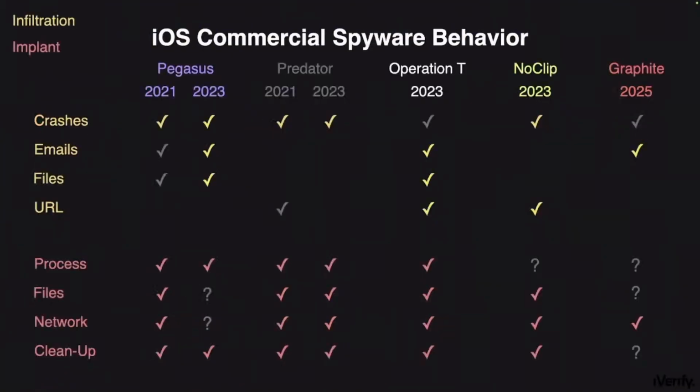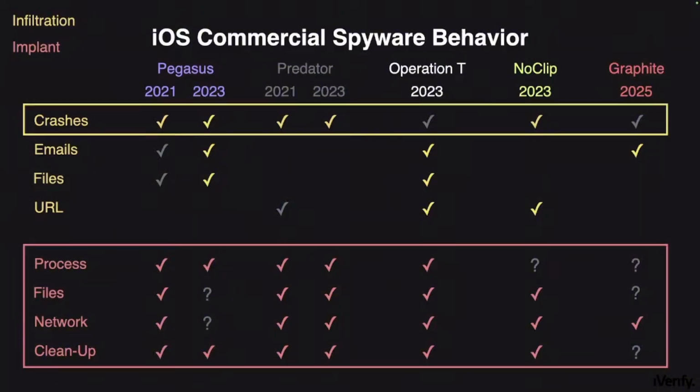Okay, now if we're summing up all of this, and I know it's a bit of a messy slide, what we can essentially see here is all the different data sources that we would want to simulate if we wanted to reproduce some of the behavior of spyware. I'm particularly interested here in crashes because this is a potential source of every single exploit chain. I'm also interested in the bottom part, the implant behavior, which would be processes, files, network behavior, and we definitely need some capability of doing cleanup.